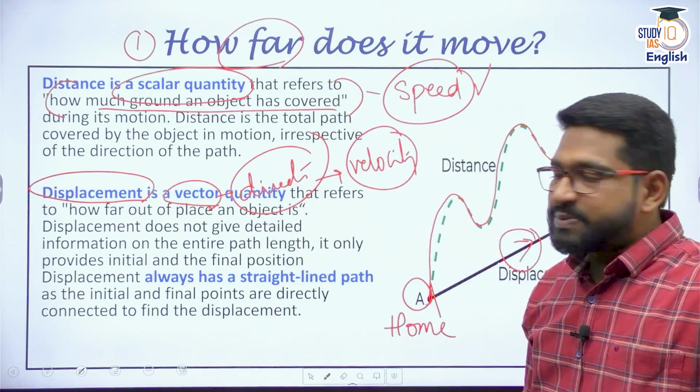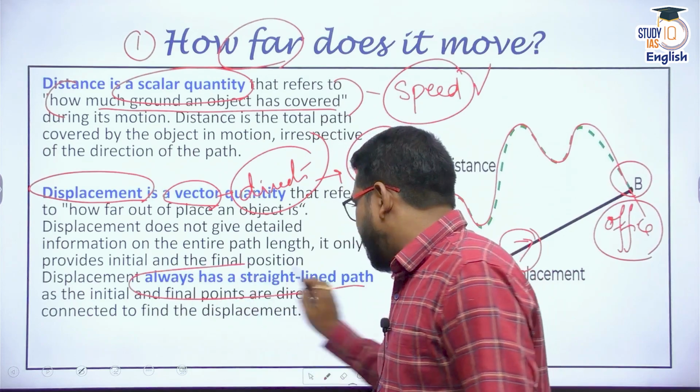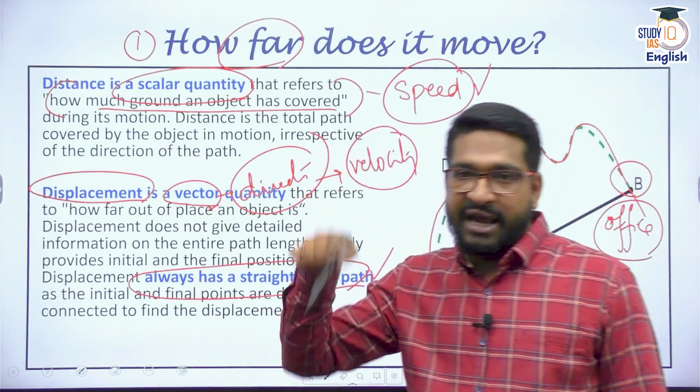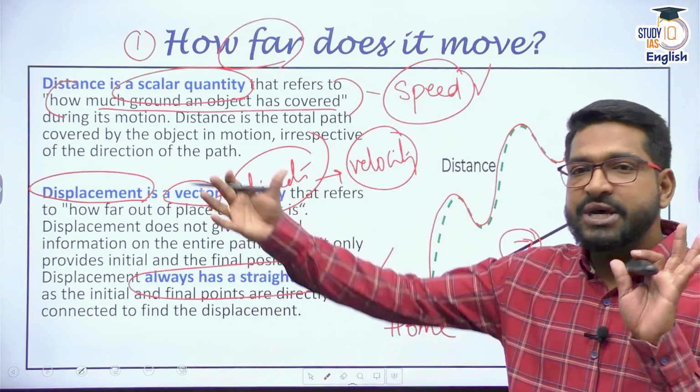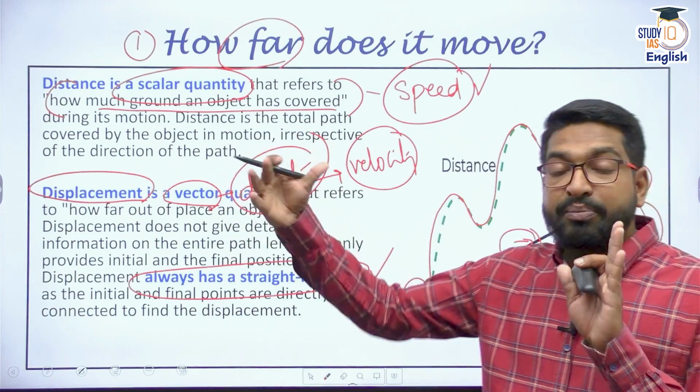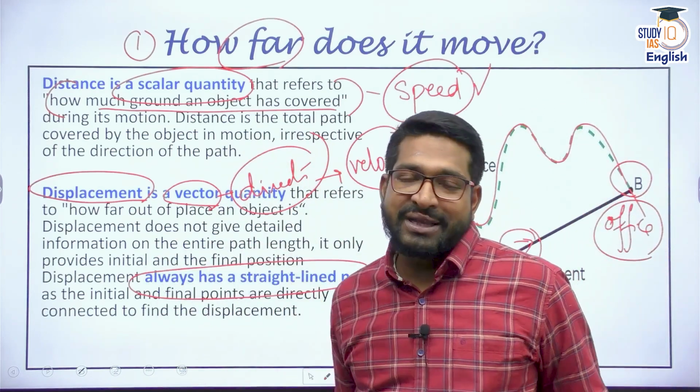Always remember, displacement always has a straight line path. Distance can have any kind of path, any curved path. Distance is the total ground or the total meters it has covered to reach the destination.